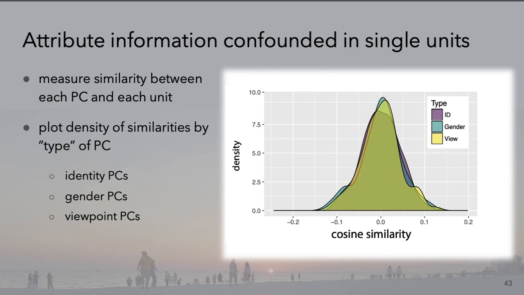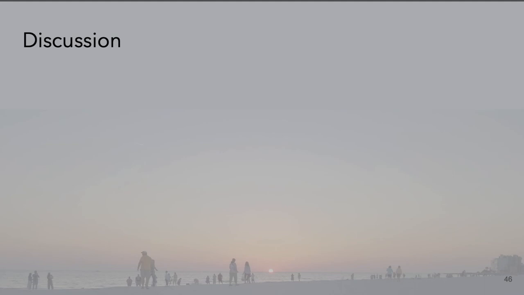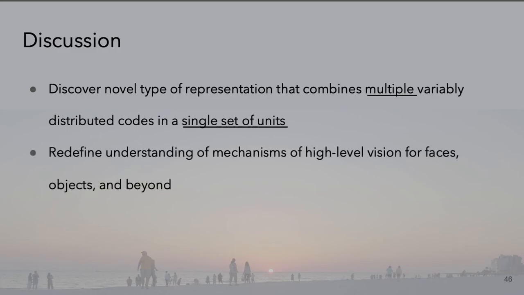So finally, in summary, the results here present a novel type of representation that combines multiple variably distributed codes within the same set of neural units. This suggests a new type of representational code that could inform theories of high-level visual processing.